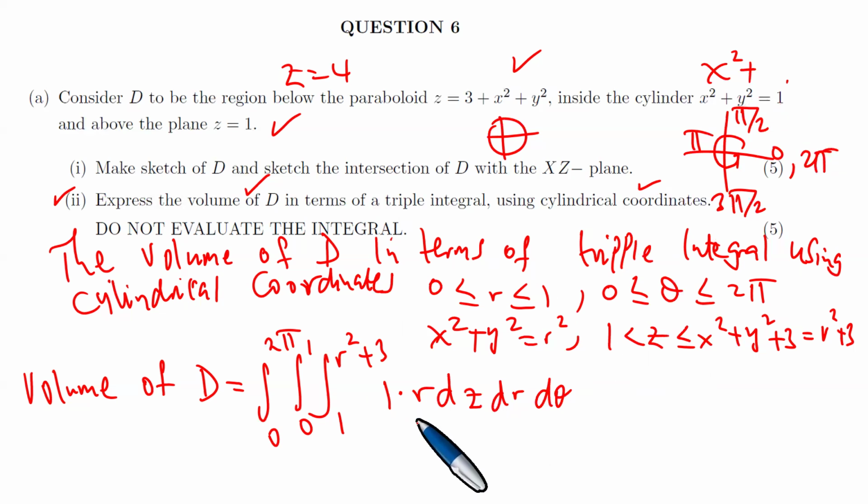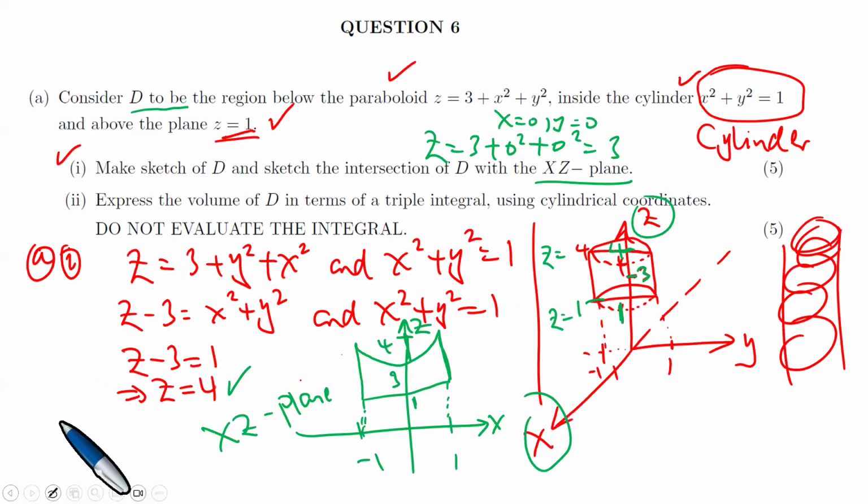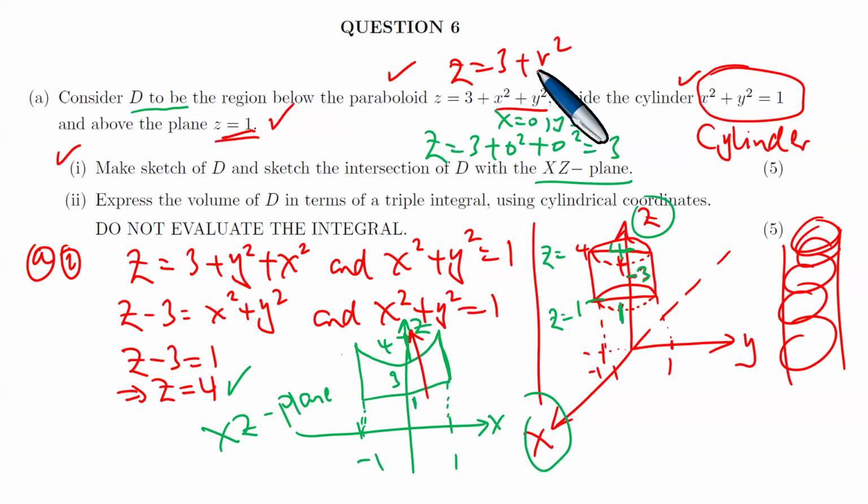Okay, from high school. And now the z. We've already seen that z is going to start from 1, because z is 1. This is between z equals 1 and 4. But now, if you draw an arrow like this, z becomes z equals 3 plus r squared. The x squared and y squared become r squared because we use Pythagoras. So we move from z equals 1 to z equals 3 plus r squared.